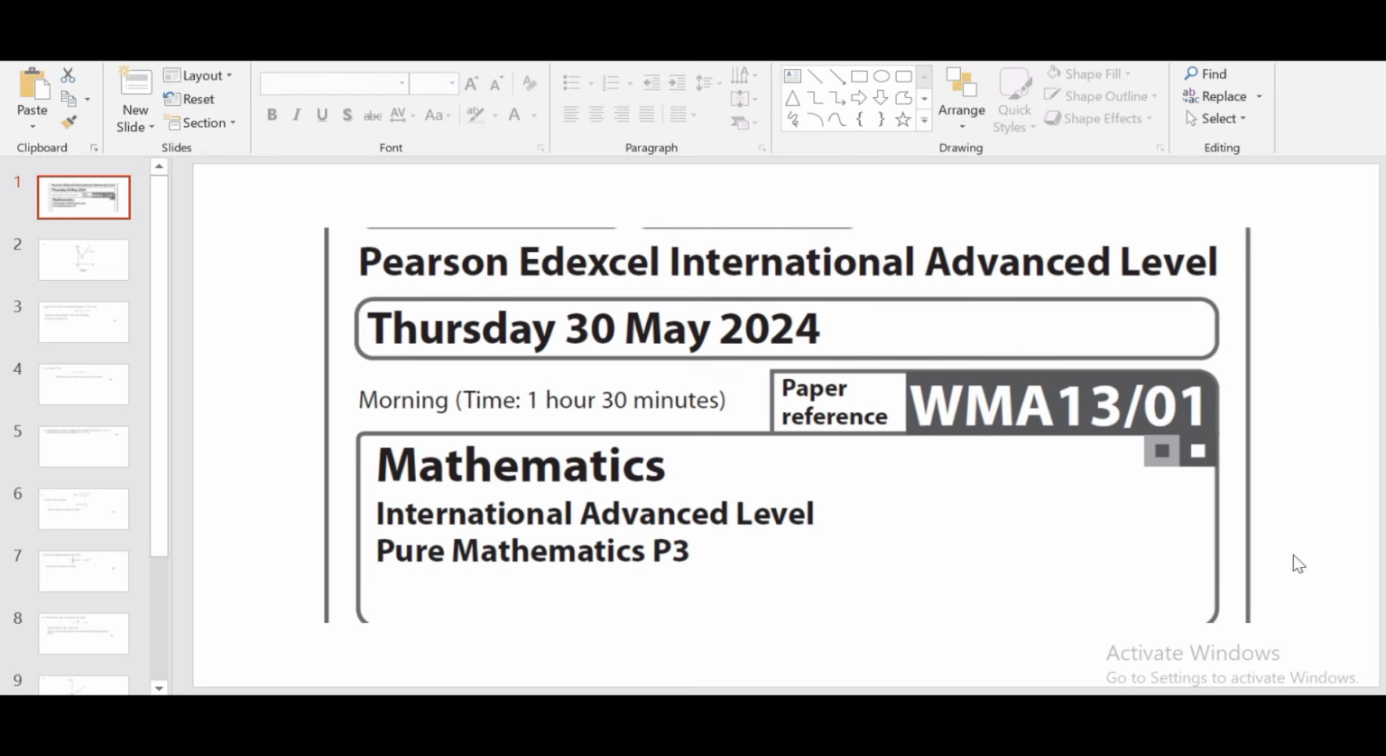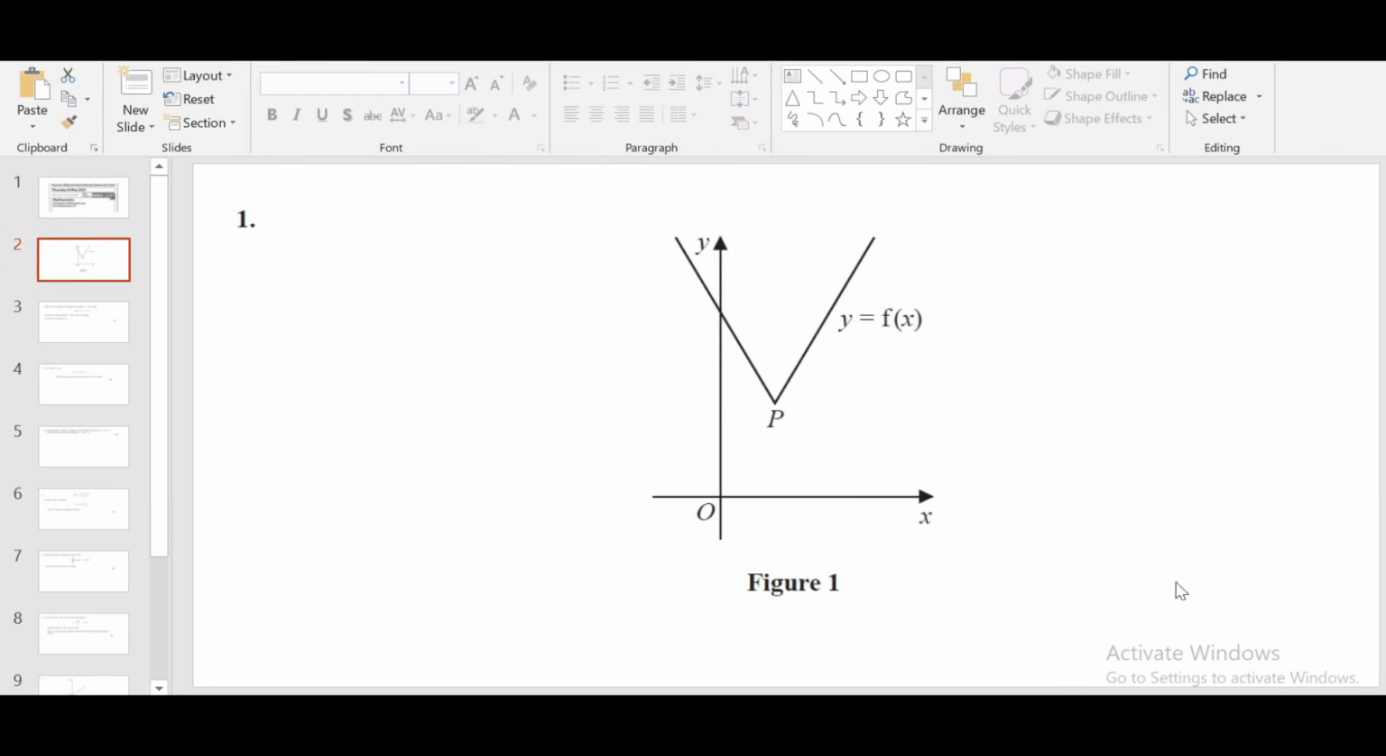In this video, we are going to solve Pure Math 3 May 2024 paper. This paper consists of 9 questions. Question number 1 from chapter 2. We have a modulus function given.